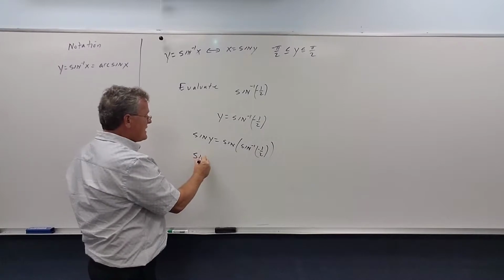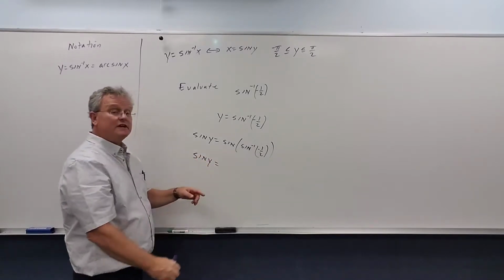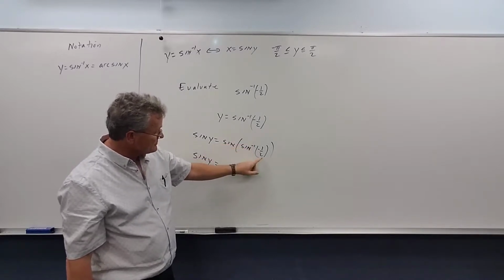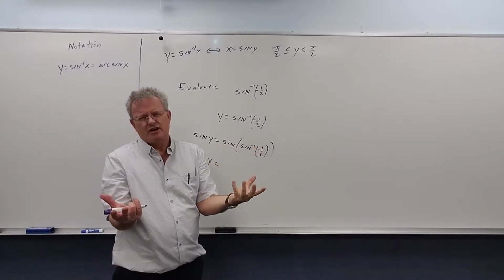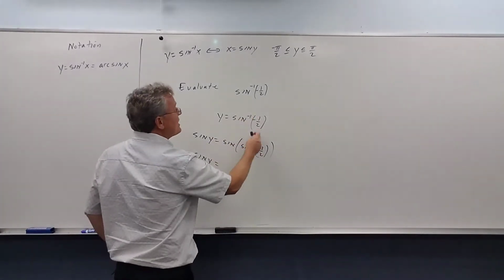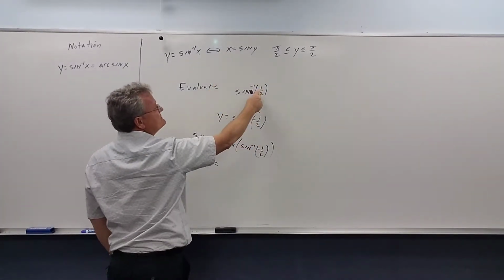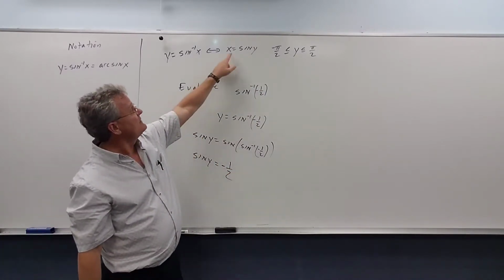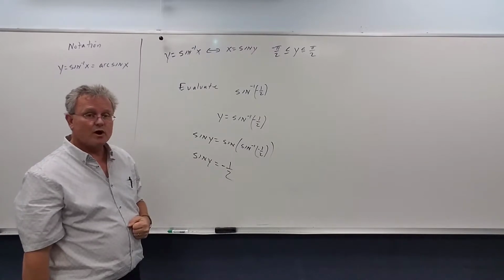Why did I do that? Because by the nature of inverse functions, f of f inverse, they cancel each other, and you're just left with negative 1/2. That's our x value. x is negative 1/2. And we're left with negative 1/2 equals the sine of y.